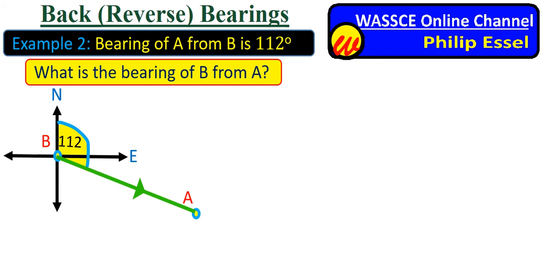The second part of the question wants us to find the bearing of B from A. So what this means is that whilst we are at the point A, we would have to turn backwards and go back to our starting point. This is another example of back or reverse bearing. To do this, we would have to draw another cardinal point at the point A. So let's quickly do that.